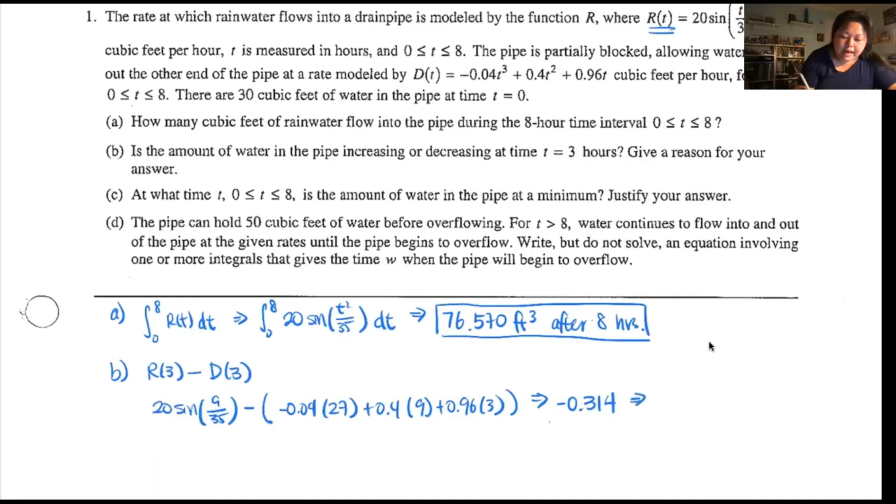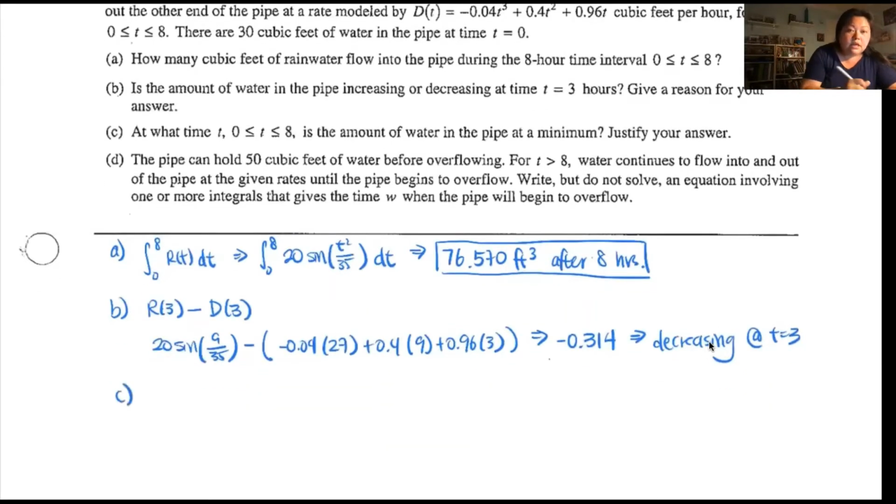Therefore, at the rate the water is coming in, is the amount of water increasing or decreasing? It is decreasing at t equals 3 hours, right? So you can explain because the rate flowing in is less than the rate flowing out. Okay. All right. Next, part C says, at what time between 0 to 8 hours is the amount of water in the pipe at a minimum?